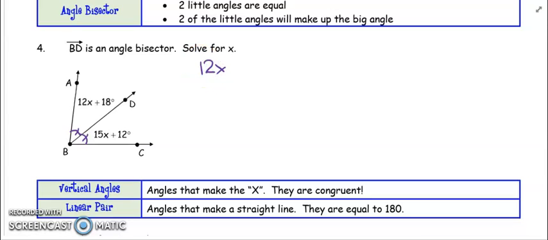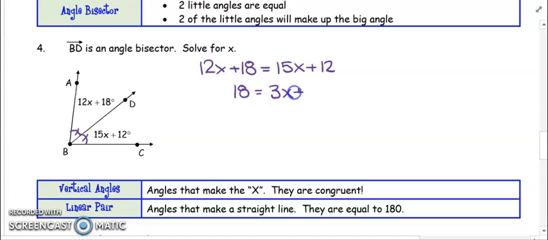That 12x plus 18 is going to be equal to 15x plus 12. So I'll subtract the 12x. That'll give me 18 is equal to 3x plus 12. I'll subtract the 12 to get 6 to be equal to 3x. And I'll divide by 3, and I'll get x to be equal to 2.